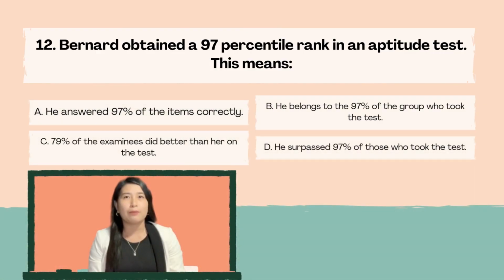For the number 12 question, Bernard obtained a 97 percentile rank in an aptitude test. This means A. He answered 97% of the items correctly. B. He belongs to the 97% of the group who took the test. C. 79% of the examinees did better than her on the test. And D. He surpassed 97% of those who took the test.